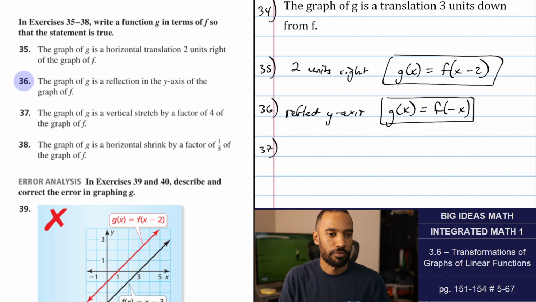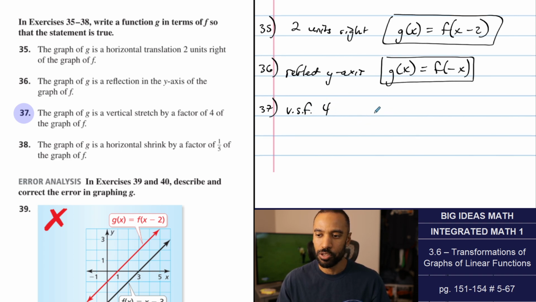Number 37 is vertical stretch by a factor of 4. You're going to see me write this abbreviation a lot in the future, VSF. Vertical stretch by a factor of 4 means we take our y values and make them 4 times larger than they would be before. So take whatever f of x is and times 4. So it looks like 4 times f of x.